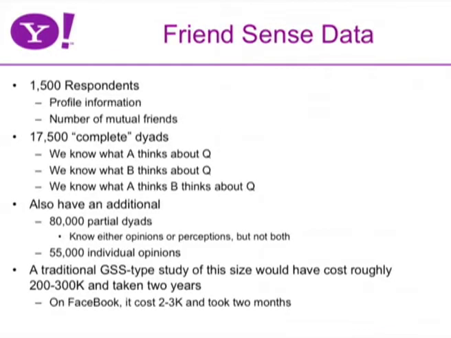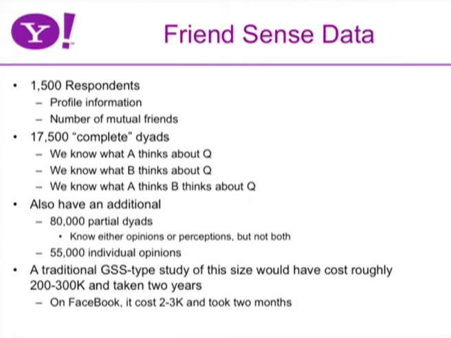We got about 1,500 people who participated, which is a very small number by Facebook standards, but not bad by survey standards. We have some profile information from them. We know, for example, how many mutual friends they have with each of the people that they answer questions about. And we have over 17,000 of these complete dyads where we know what each person thinks and we know what one of them thinks the other person thinks. And then we have all this other partial information as well.